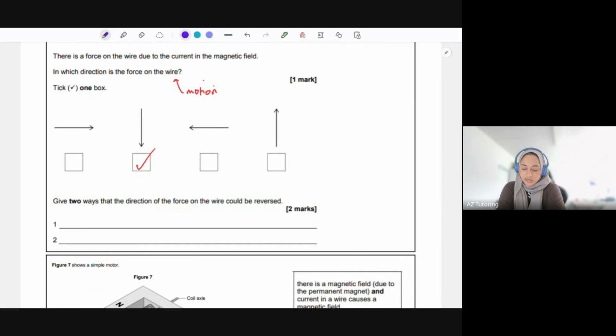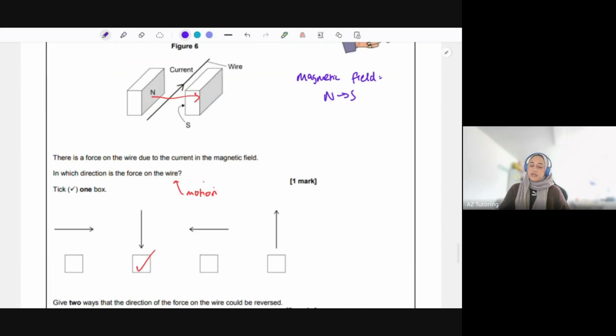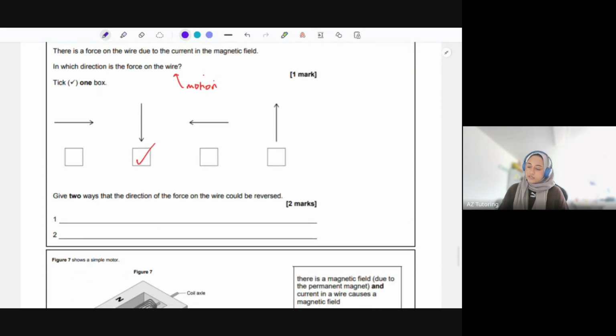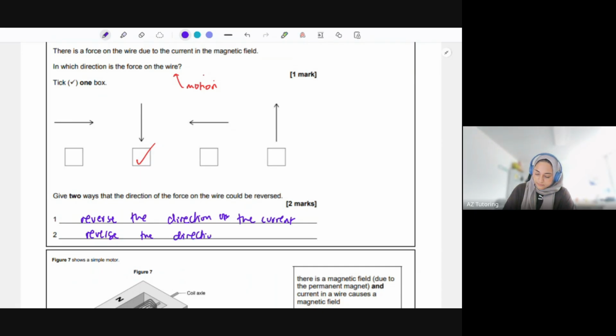It says give two ways that the direction of the force on the wire could be reversed. It's just the magnetic field and the current. So you would just need to reverse one of them for it to work. So you would say that you could reverse the direction of the current, or the direction of the magnetic field. So it's basically the other two fingers, what they were representing.